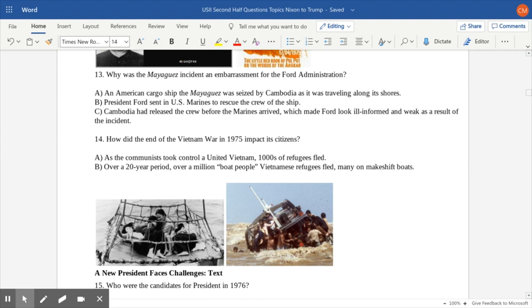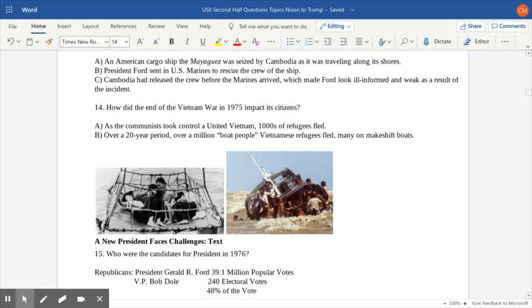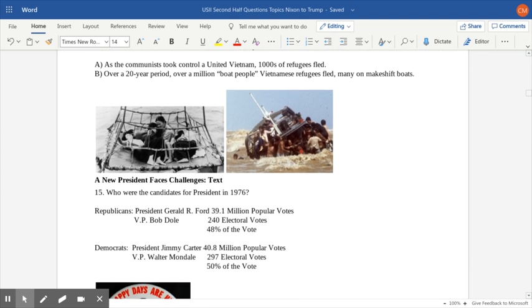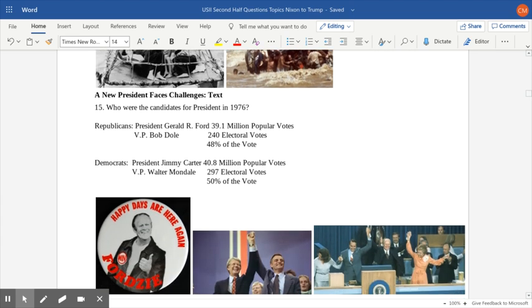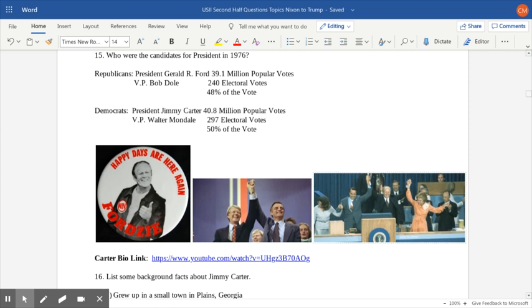So as Ford's presidency is seeing one struggle, one challenge after the other, we would have an election in 1976. For the Republicans, they nominated Gerald Ford for the presidency. His vice presidential running mate was Bob Dole. If you look on the far right photograph there, you see Ford in the center here. This is Bob Dole. He was a longtime senator, a Republican, one of the leaders in the Republican Party.